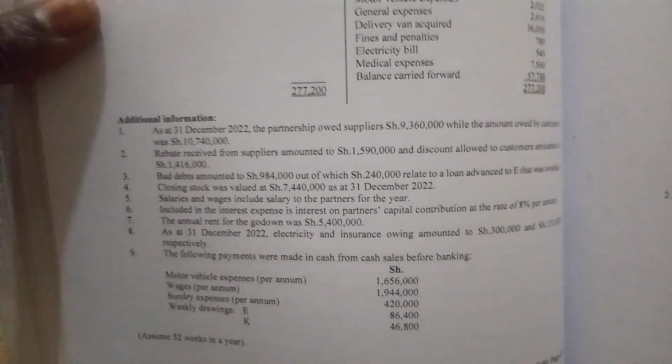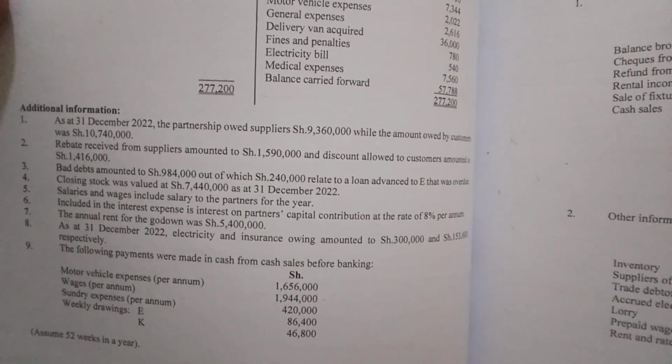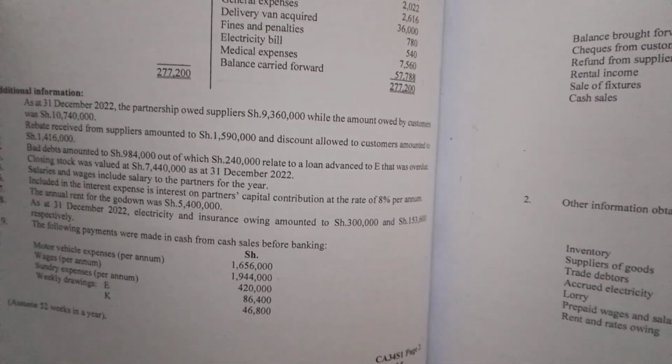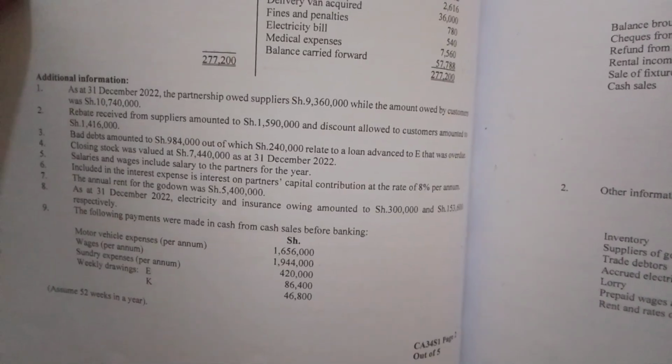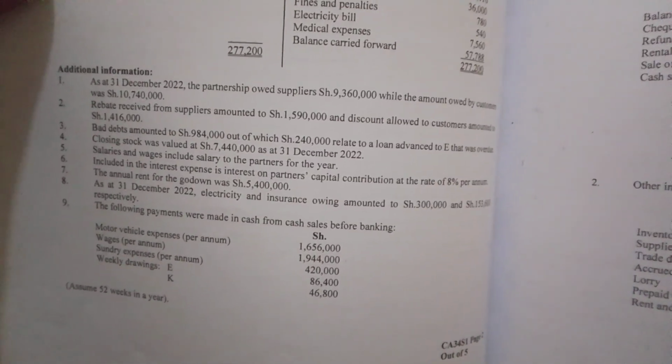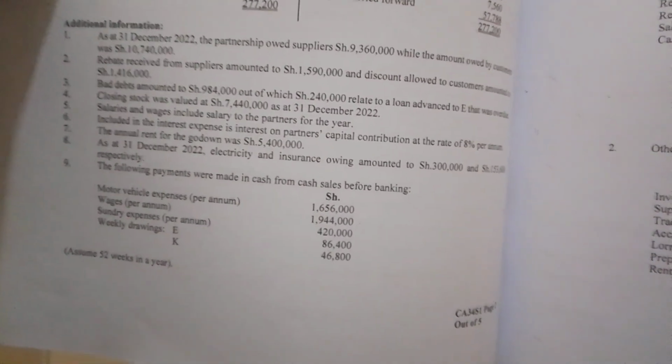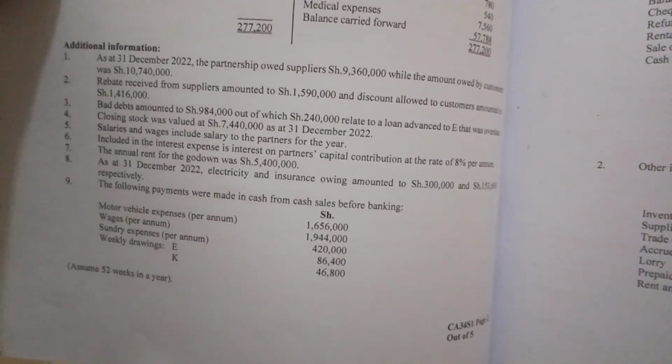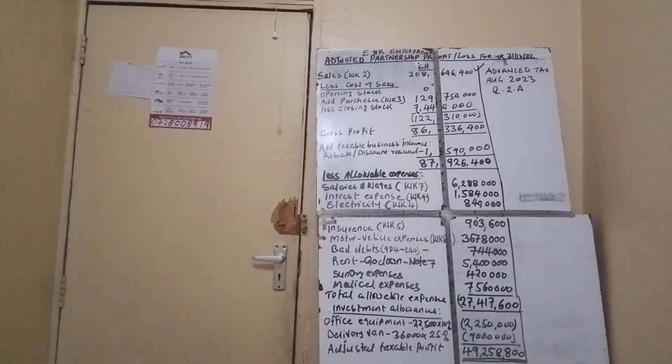With number 9, what have you been told? The following payments were made in cash from cash sales before banking. So these were sales. We need to know what is our total sales. So initially, those figures were all sales, so you need to consider them. Now once you have done that, we go to something else which is to do with the control accounts for debtors. Because from the debtors, we should be able to get credit sales.